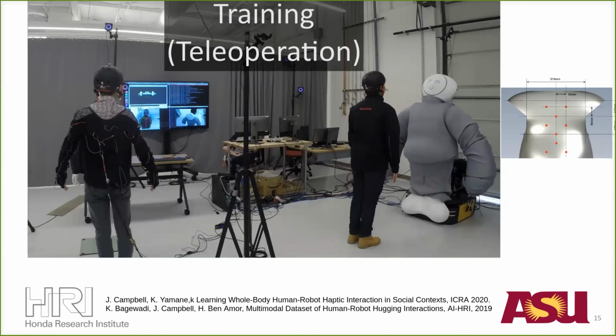Now, the training process is done using teleoperation. So there's a person here on the left side who's performing the actual interaction during training time. And then we use that data to train our interaction primitives and perform our inference in real time. So next we're going to see the result of that.